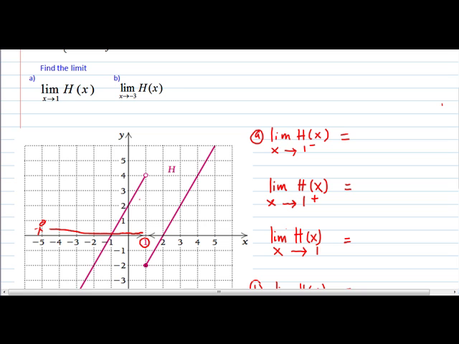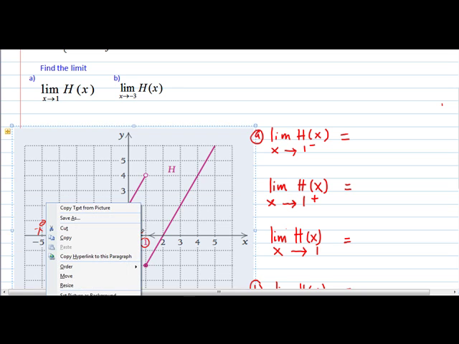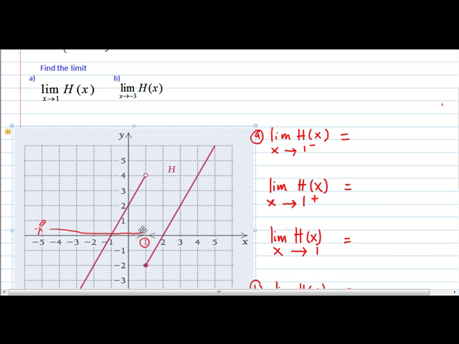So if you walk from here toward 1, very close to 1, and you look up, your y value is very close to 4. So I look up here, my y value is very close to 4. So that's my limit. So in other words, when x goes very close to 1, h goes very close to 4.